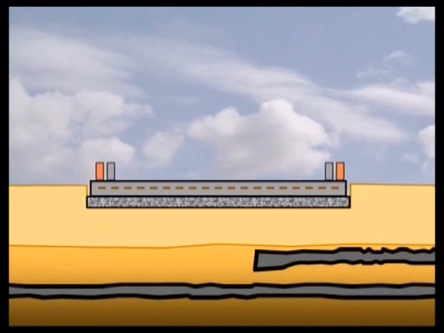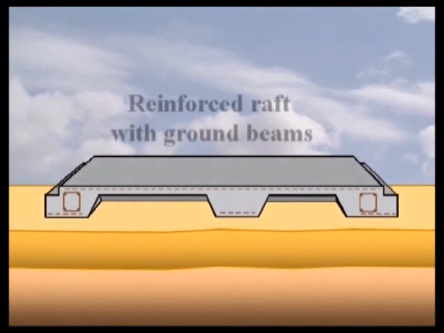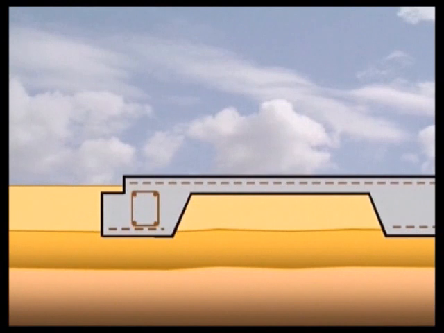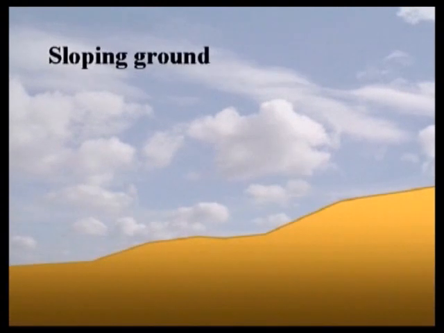The design of the raft will vary to reflect the specific site conditions. Rafts may need perimeter and internal ground beams to make them stiff enough to prevent differential settlement and subsequent distortion of the superstructure. Nowadays, rafts have to be designed on a one-by-one basis. In other words, there are no deemed to satisfy provisions in the building regulations as there are with strip foundations.